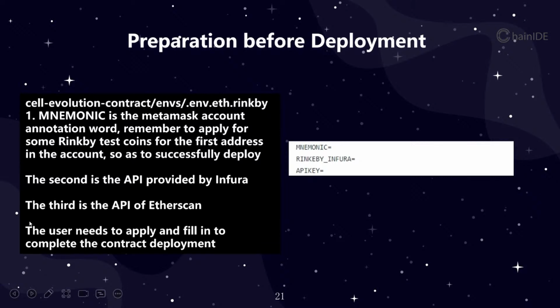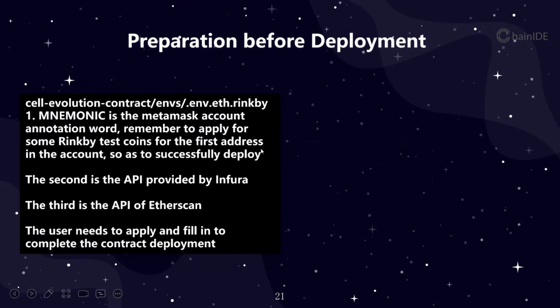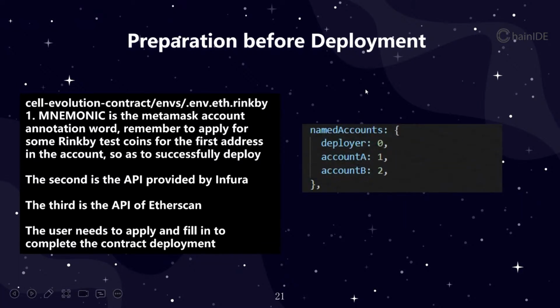And this is the explanation of each variable. You should go to Infura to register, and you should go to Etherscan to register and get your API key, then fill in this sentence. Okay. And also, if there are several accounts in your MetaMask wallet, you should select the appropriate wallet that has the Rinkeby network test coin to deploy this smart contract. And the deployer will be the first address in your MetaMask wallet.